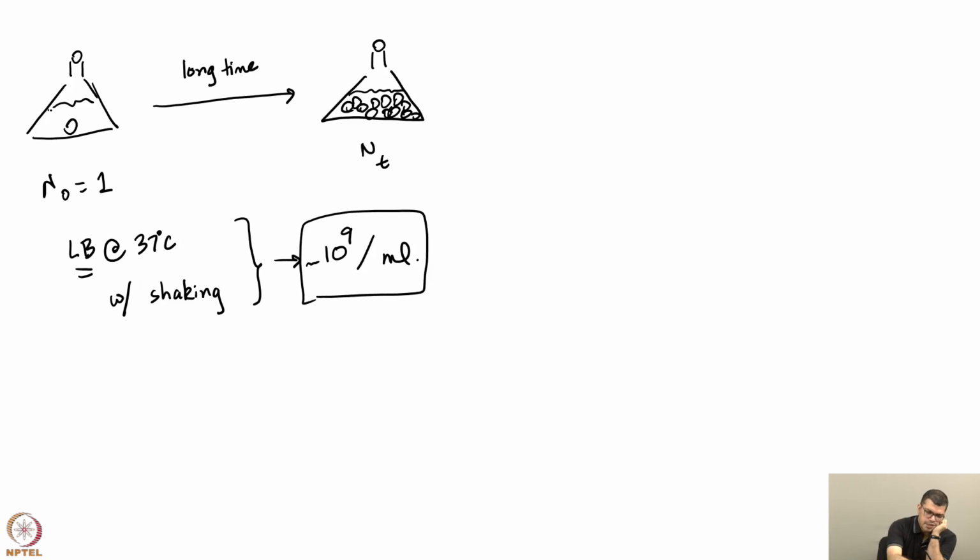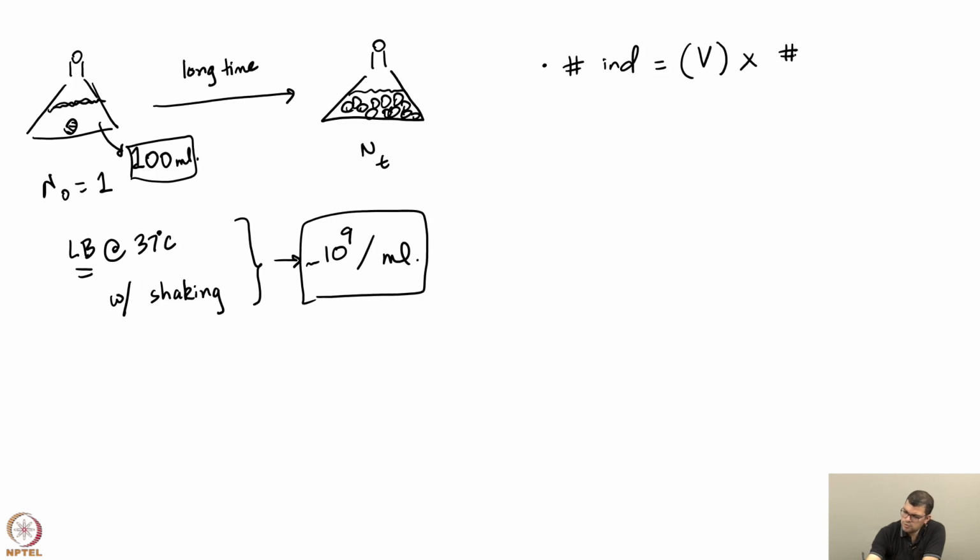So, let us imagine that the liquid volume with which we started this culture was 100 mLs, and at the beginning of the experiment there was only one individual in this flask. At the end of this long time that we are letting growth take place, the number of individuals in the flask is simply equal to the volume of the flask times the number of individuals per volume.